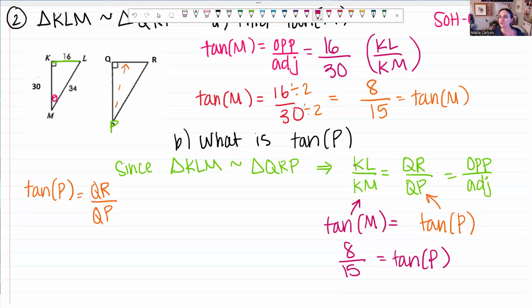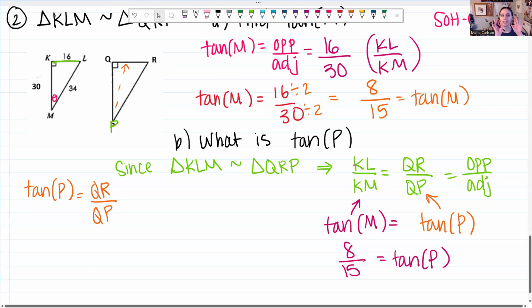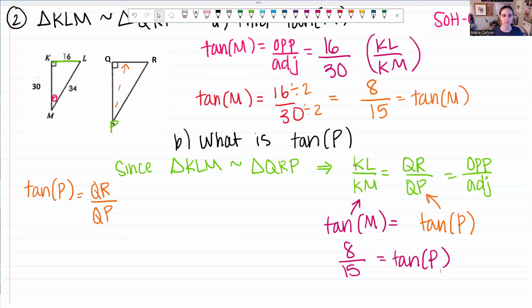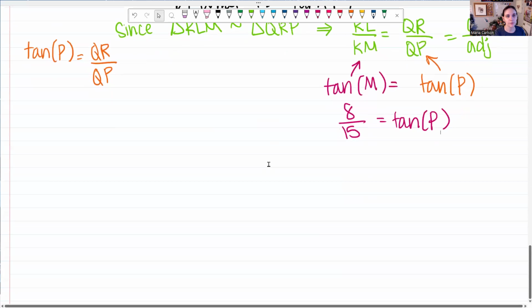So if you know two triangles are similar, then their trigonometric ratios are going to be the same as well, if you're looking at the same angles. I'm looking at angle M, the tangent of M is equal to the tangent of P. The sine of M is equal to the sine of P. Number 3.